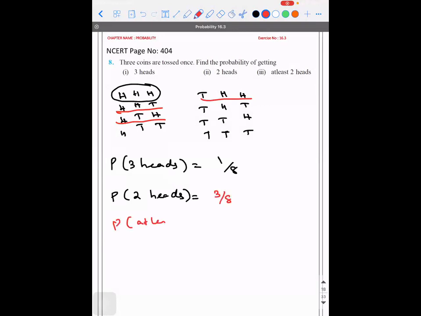Probability of getting at least 2 heads. 4 by 8, which is 1 by 2. How did you get that? The probability of 2 heads is 3, and then above that would be everything as heads, so it would be 4. They said at least 2 heads, so the minimum will be 2. Yes, 3 by 8 plus 1 by 8. It is 4 by 8, which is 1 by 2.